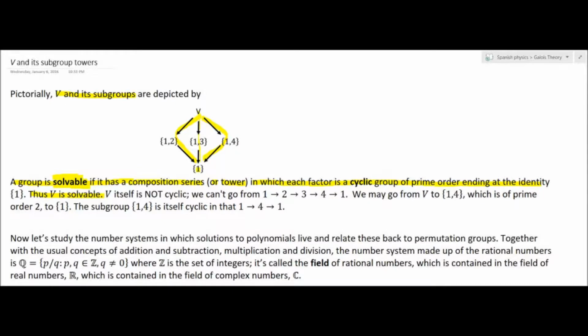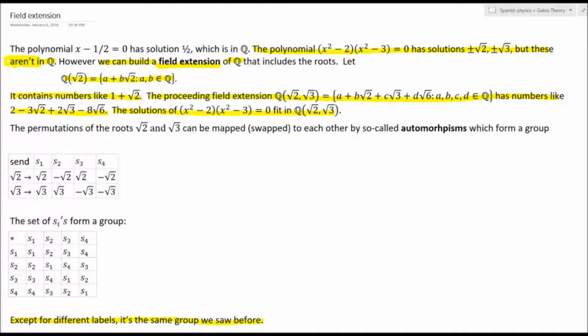To clear this up a little bit, here's a trivial polynomial: x minus 1/2 is 0, its solution is 1/2, and that happens to be in the rational numbers. But now consider this polynomial: x squared minus 2 times x squared minus 3. The roots are plus or minus square root of 2 and plus or minus square root of 3. Those numbers are not rational numbers.